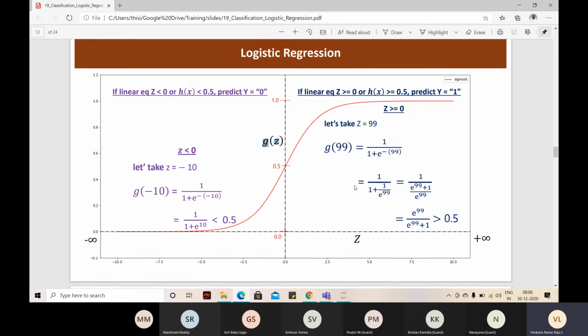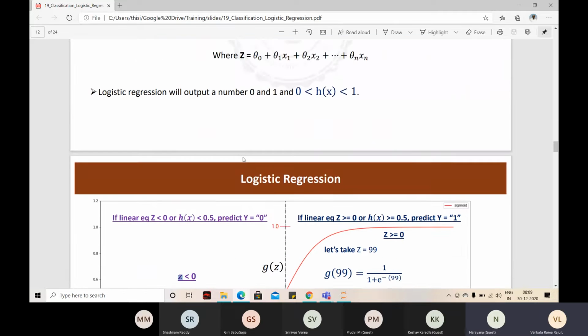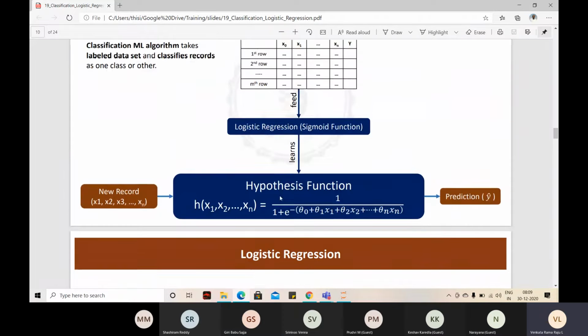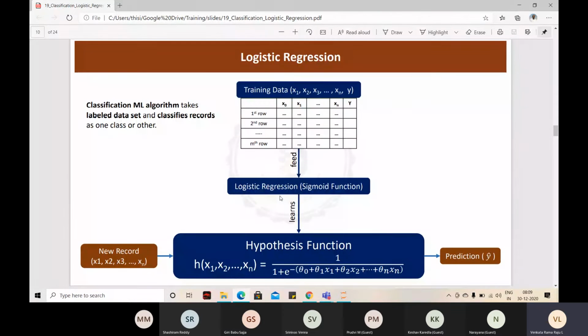Understanding this curve is important. If you look at this z value, if the z value is less than 0, what is z value? Can anybody tell me? It is not a g-score. It is the linear equation function. Yes, I suspected that you were going in the wrong direction.